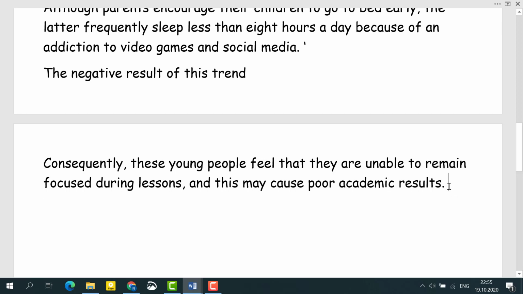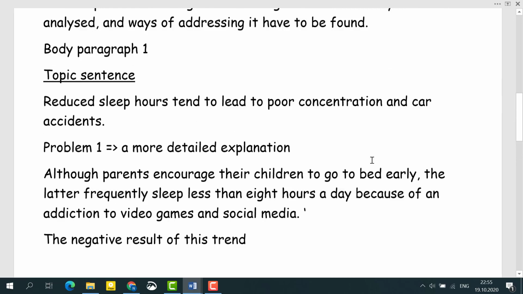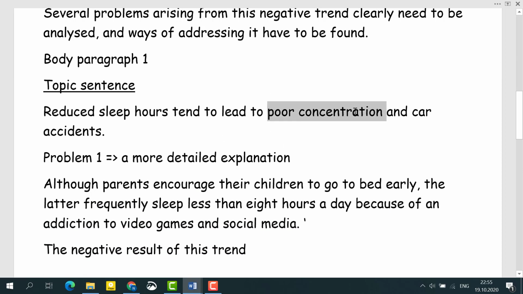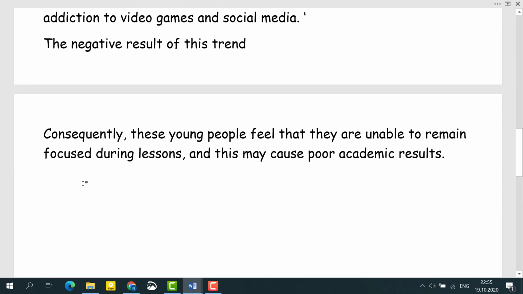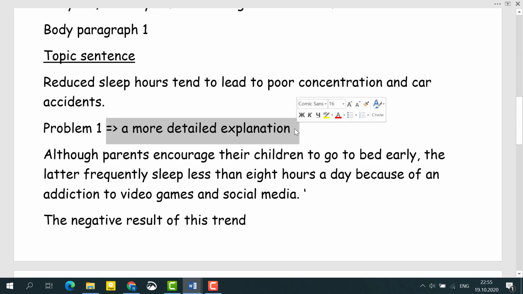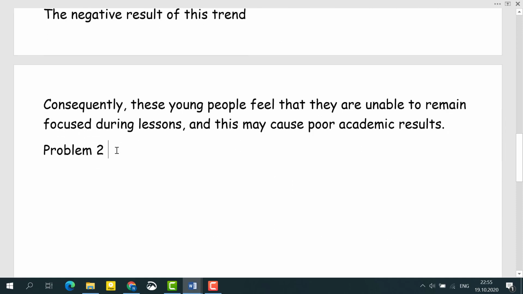Next, so we have already explained the first problem in detail. Okay. So here, poor concentration. Now we need to write something about car accidents. So now we're going to talk about the second problem. So problem 2. Again, we want to give more details. So a more detailed explanation. Okay, now how can we write this?